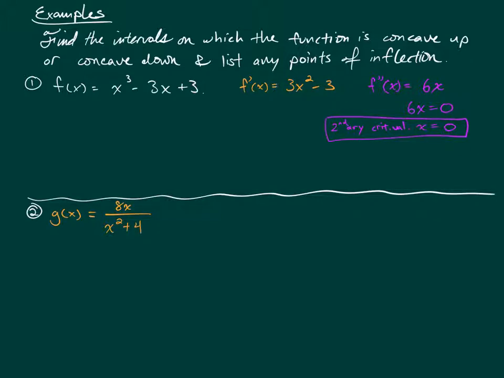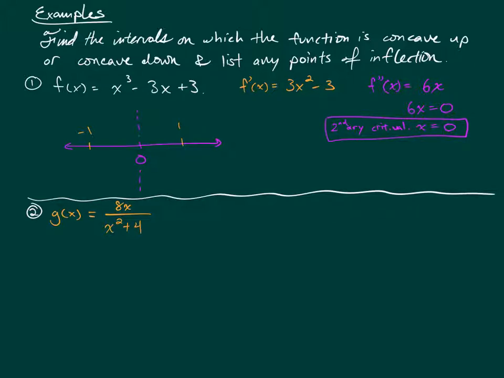So what we can do now is make a sign chart. Put that critical value here. In this case, it's 0. I'm going to pick a test value to the left of that, I'm going to call it -1, and a test value to the right of that, I'm going to call it +1. You can pick any number you want, as long as it's to the left of 0 and to the right of 0.